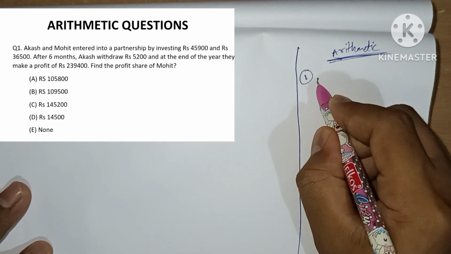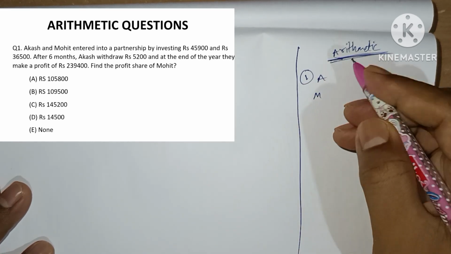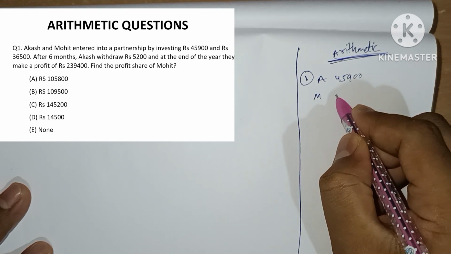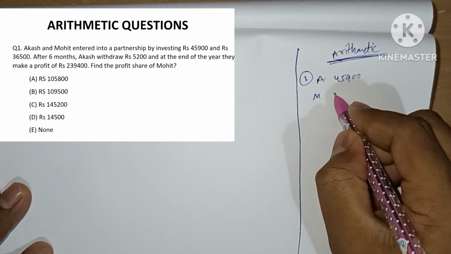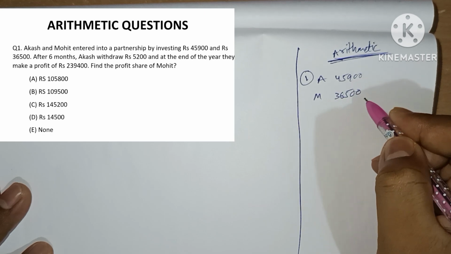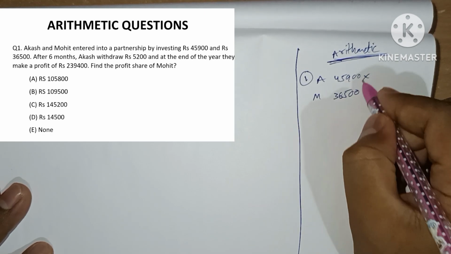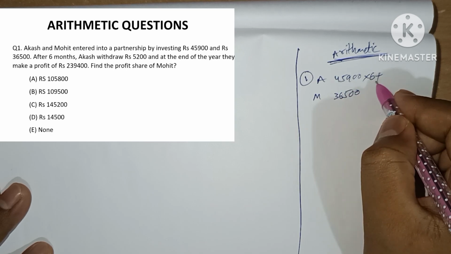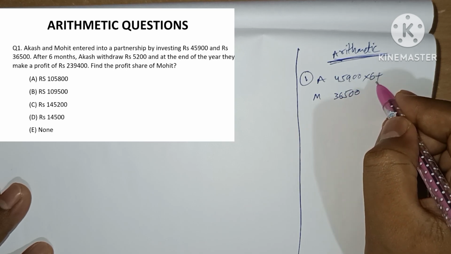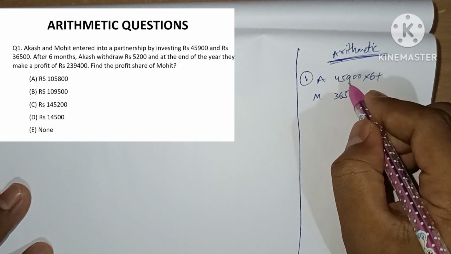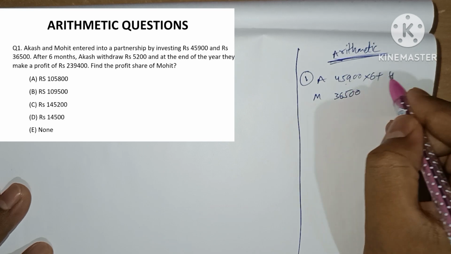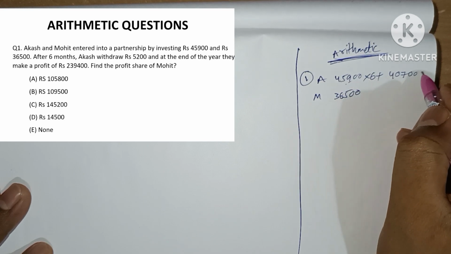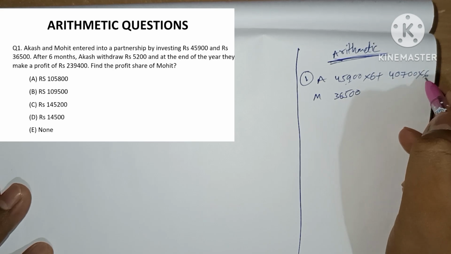Okay, there are two people, Akash and Mohit. Akash invested 45900 first. Next, Mohit invested 36500. After 6 months, Akash withdrew 5200. Withdrawing 5200 from this one, we get 40700. At the end of the year means extra 6 months left.